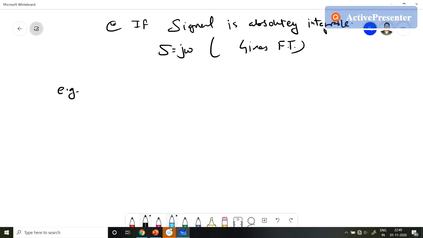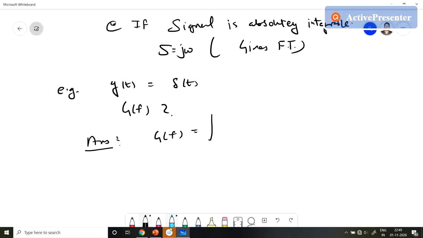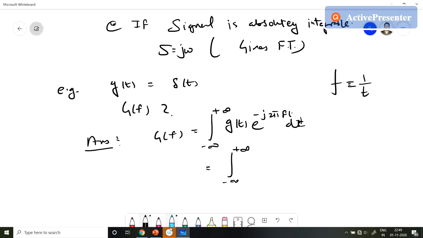So let us solve some problems. Suppose we have g(t) equals delta(t), then find the Fourier transform G(f). G(f) equals integral from minus infinity to plus infinity of g(t) e raised to the power minus j2 pi ft dt. Sometimes it is convenient to use omega, and sometimes it is convenient to use f, which is basically 1 by T, so that is a natural choice. If we find the frequency spectrum, we can solve in the f domain also. In GATE they mostly ask in the f domain. So it is delta(t) e raised to the power minus j2 pi ft dt, and that equals 1. So the Fourier transform of this is 1.